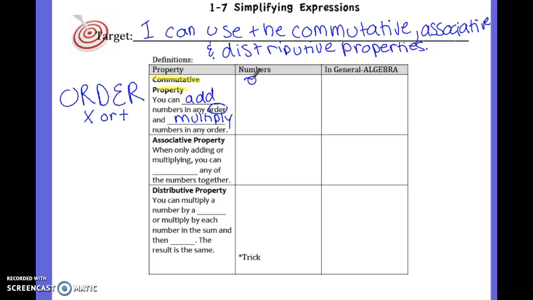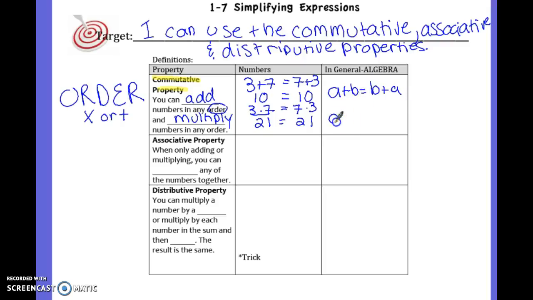So for instance, if you have 3 plus 7, well, that's 10, right? Well, what if I change the order? 7 plus 3, well, that's also 10. So do you see why it works? Let's try 3 times 7. 3 times 7 is 21. Let's switch the order. 7 times 3, oh, that's also 21. They equal each other. So in general, we know A plus B, change the order, equals B plus A. Or A times B equals B times A.